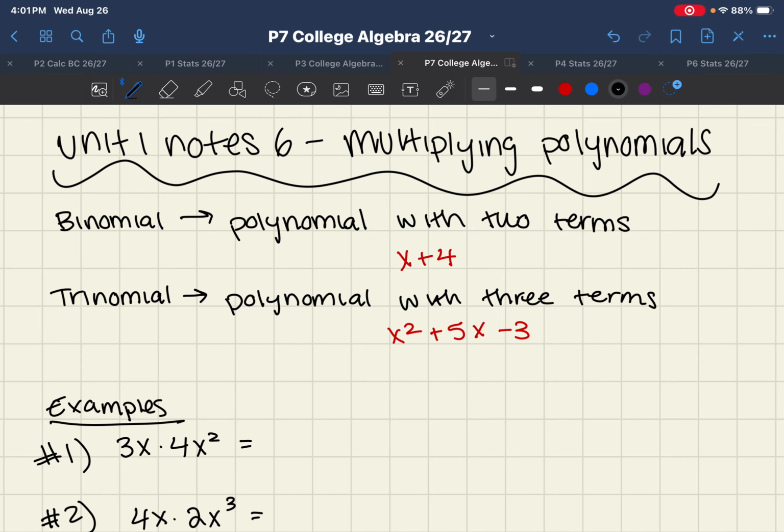Okay, this is College Algebra, Unit 1, Note 6, Multiplying Polynomials. So let's start with two vocabulary words. We have a binomial. A binomial is a polynomial with two terms. So for example, x and 4, if I add them together, it becomes a binomial, x plus 4. A trinomial is a polynomial with three terms. So for example, x squared, 5x, and 3, if I use operations to connect them, becomes a trinomial.